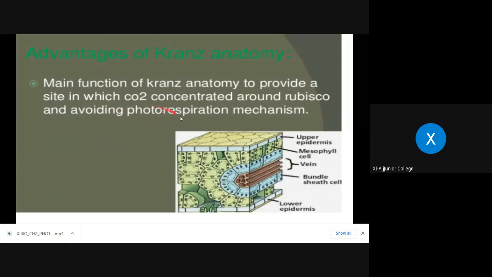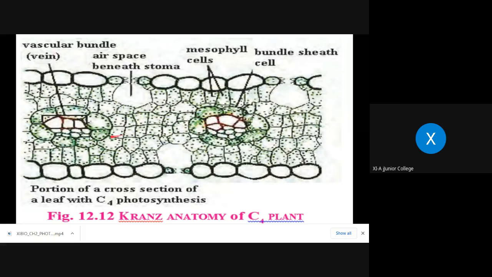See, these are the bundle sheath, these are the vascular bundle cells, right? These are the veins. What does the vascular bundle contain, you know, xylem, phloem. So this vascular bundle is covered by a ring of cells, and this is what is called bundle sheath cells, a ring of bundle sheath cells, which is covered again by a ring of mesophyll cells. So bundle sheath cells are covered by mesophyll cells.